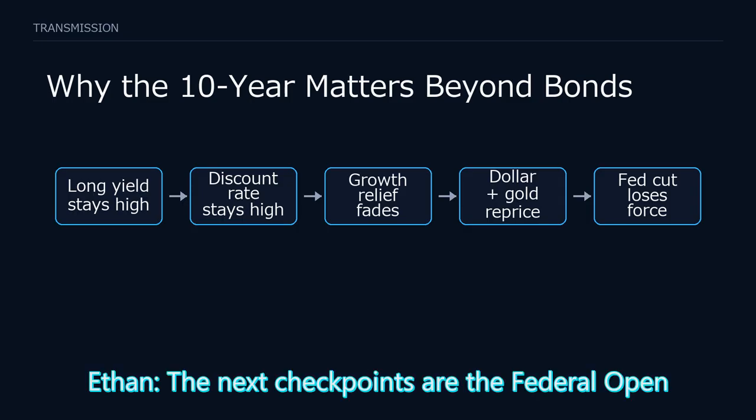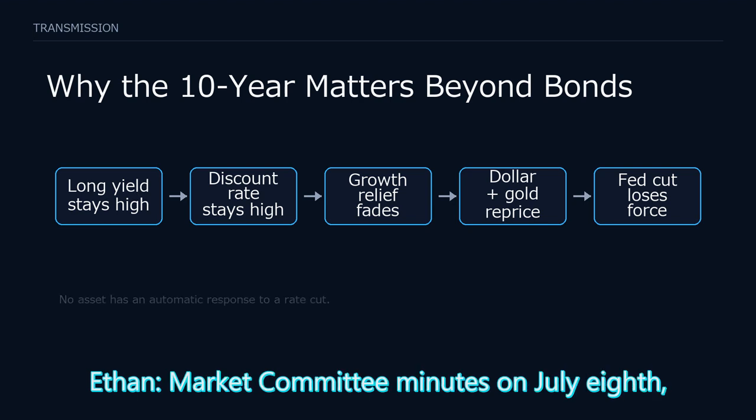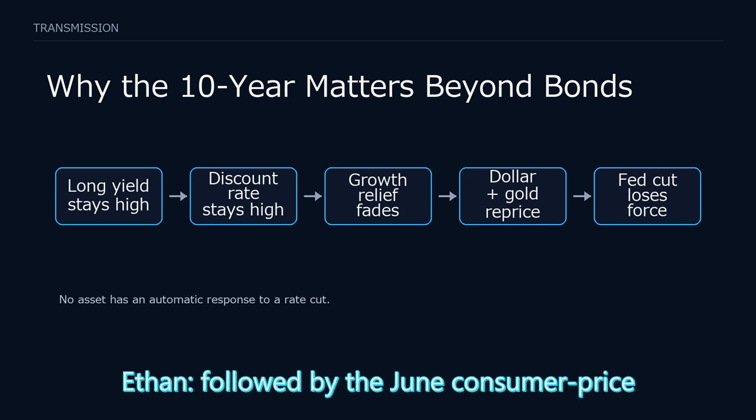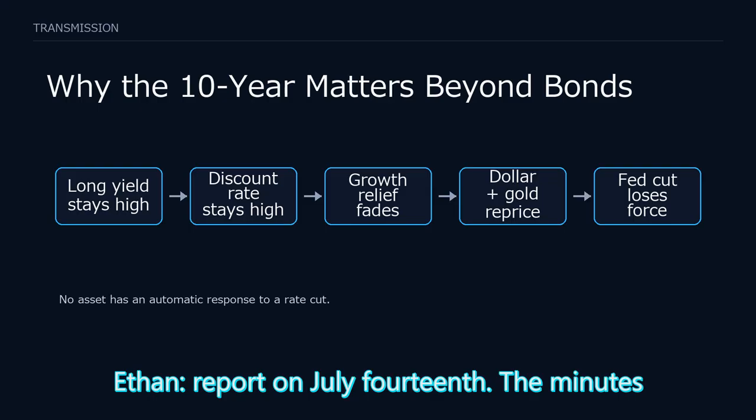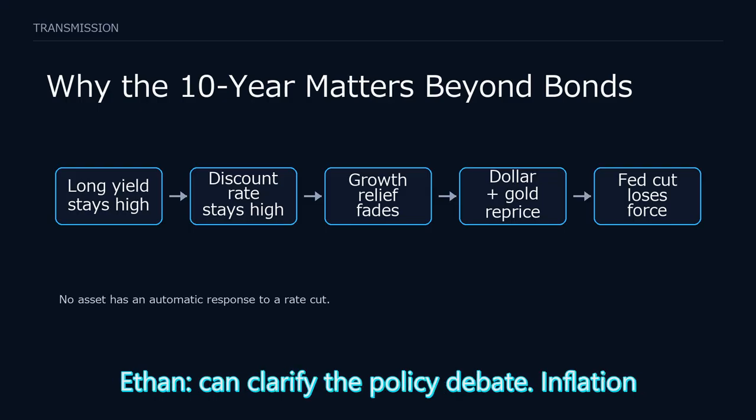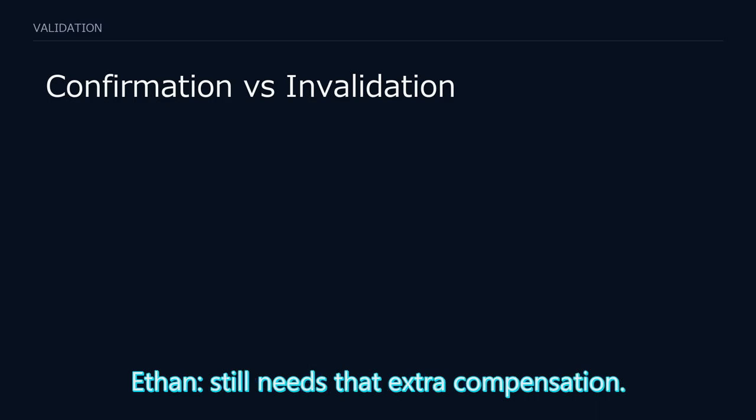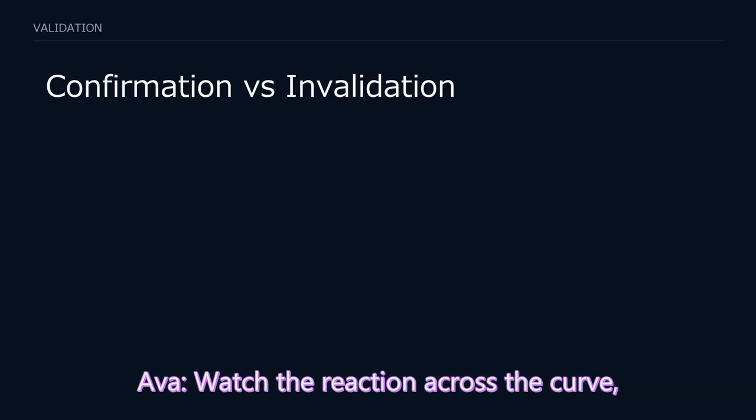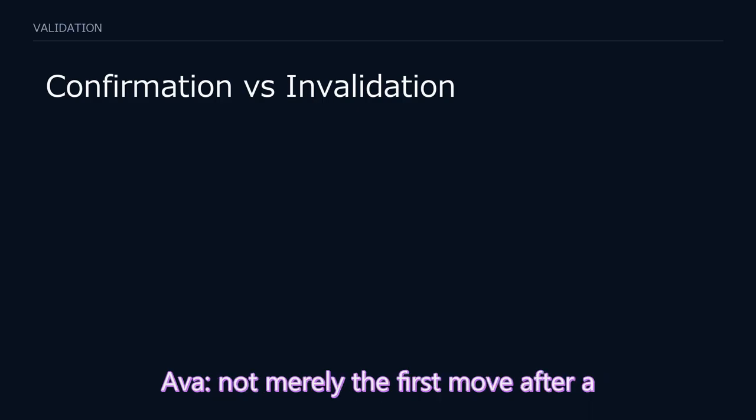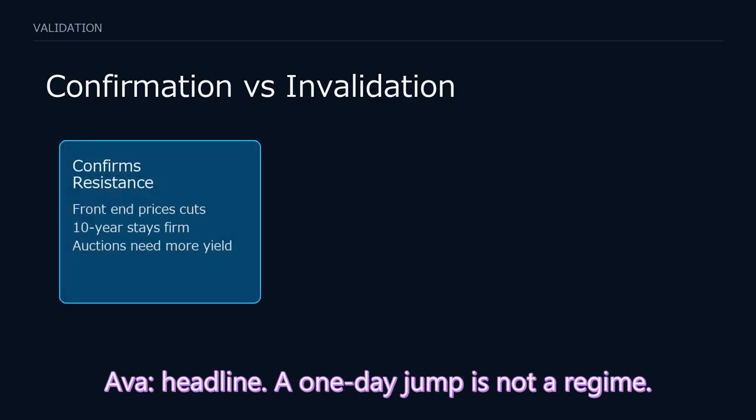The next checkpoints are the Federal Open Market Committee minutes on July 8, followed by the June Consumer Price Report on July 14. The minutes can clarify the policy debate. Inflation data can test whether the long end still needs that extra compensation. Watch the reaction across the curve, not merely the first move after a headline. A one-day jump is not a regime.